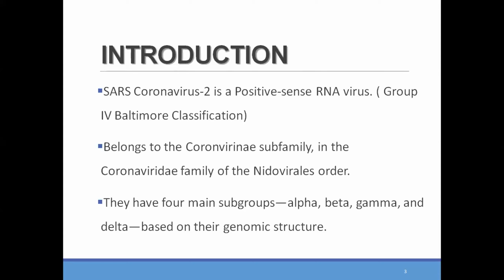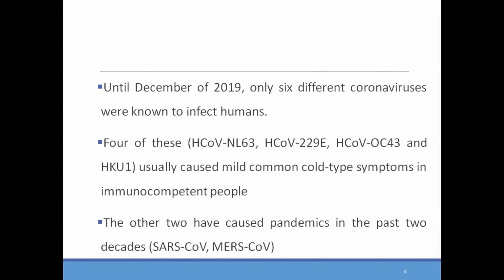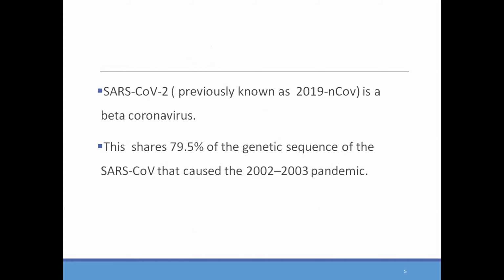This belongs to the order Nidovirales. As previously mentioned, there are 4 main subgroups: alpha, beta, gamma, and delta, also based on their genetic structure. Until December 2019, we only knew about 6 of these viruses. Of those, 4 cause mild common cold type symptoms in immunocompetent people. The other 2 have caused pandemics in the past 2 decades, SARS and MERS. SARS had about a 10% mortality rate, and MERS had about 37%.